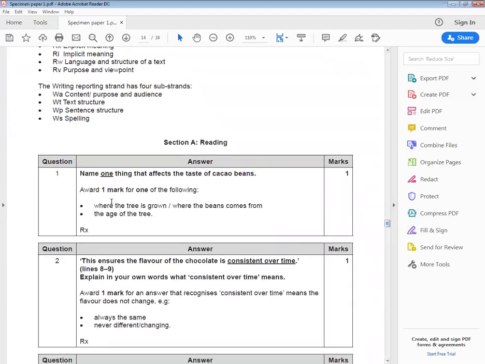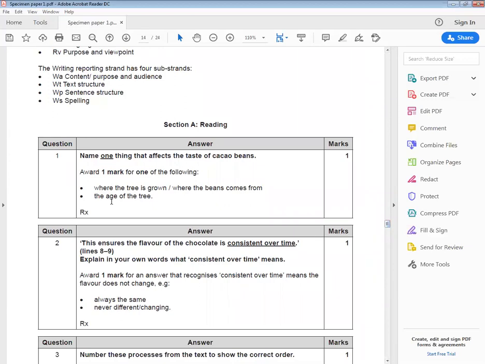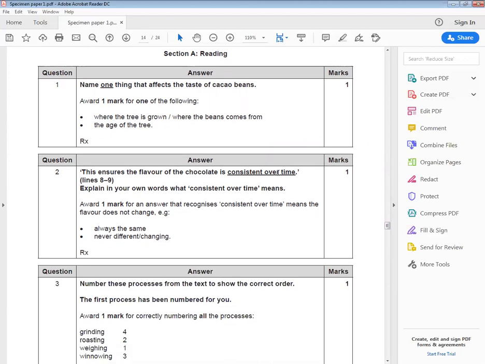Okay, question number 1. This is a content question. Okay, it's very easy. Name one thing that affects the taste. This is very easy. The age of the tree or where the tree is grown. Text number 2, "consistent over time." This means that it does not change at all. The flavor or the taste of the chocolate does not change.